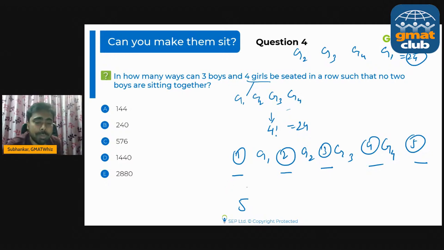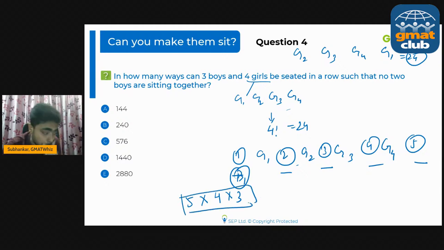So think about that. First boy, that is B1, can be assigned in 5 places, right? And another boy can come in 4 places, because if I say the first boy comes here, the second boy can come in the 2nd, 3rd, 4th, or 5th place. These are the places available to him, right? So I have 5 × 4 × 3. Now, this is similar to the filling space method, but not exactly the filling space method. I'll reiterate that, because we are not filling the space. It's an extension, you can say, of that.